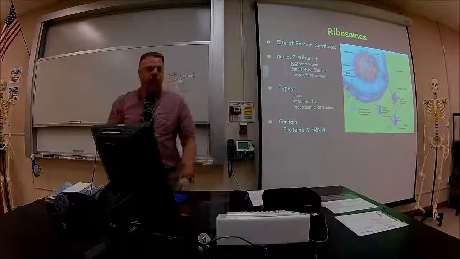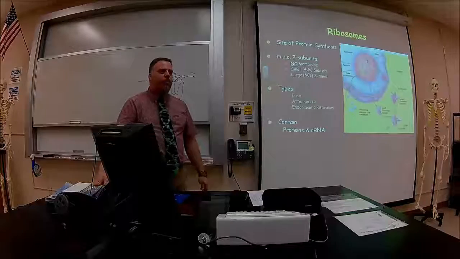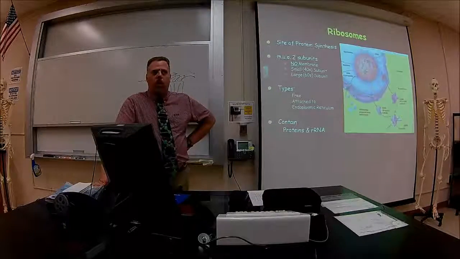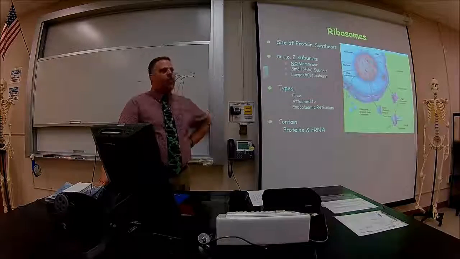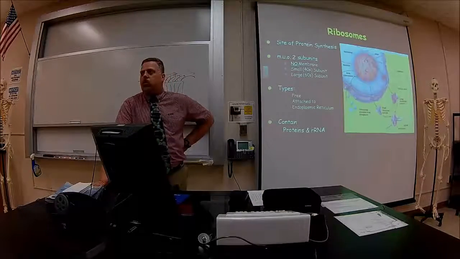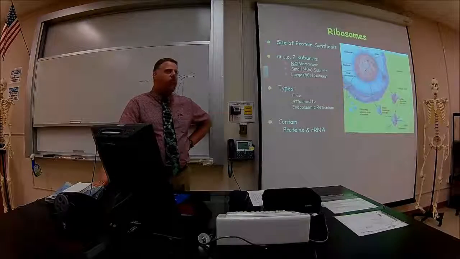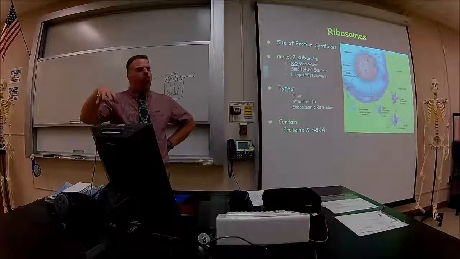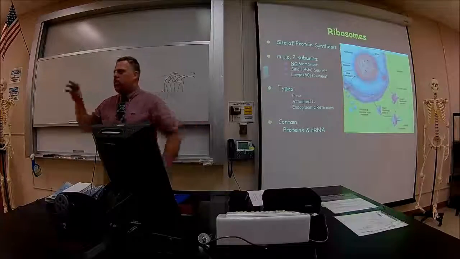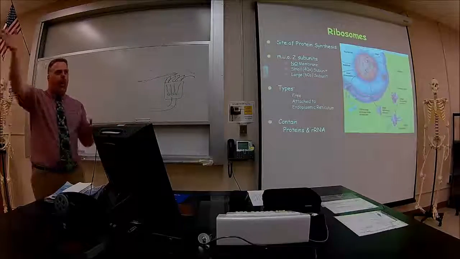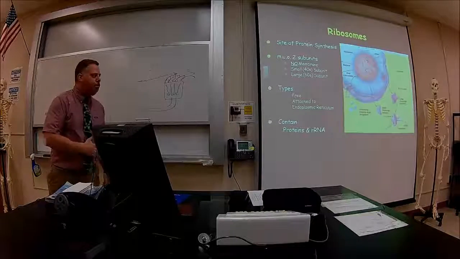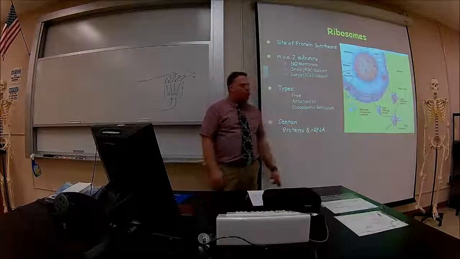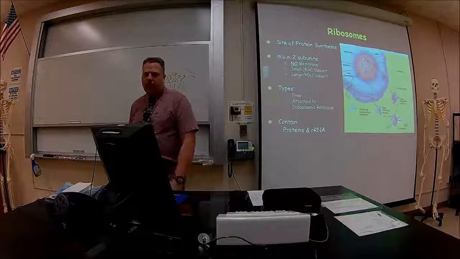Some of them are free, just floating in the cytoplasm. Some of them are attached to the endoplasmic reticulum. These are like your Staples company, the stores. Some of them are freestanding, some of them are actually on the road. Some could be on Route 10, some could be out there, where you have to drive out, not on the main roads. And they will contain proteins and a certain kind of RNA called rRNA. We'll talk about the different types later.